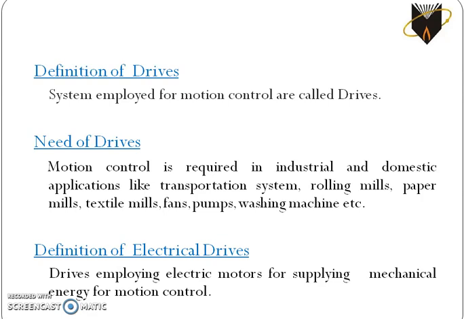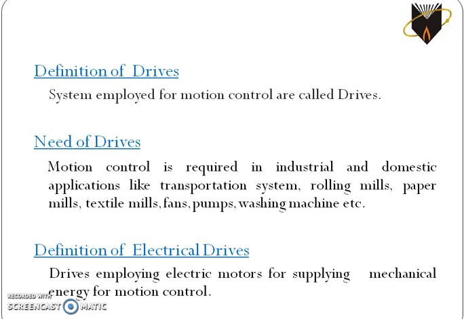Automated means they are all controlled. So the control system, the automated system, is called the drive system. As a definition, we can say: a system employed for motion control is called a drive system.